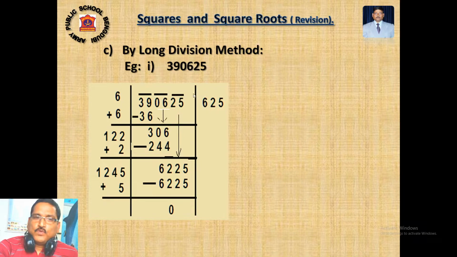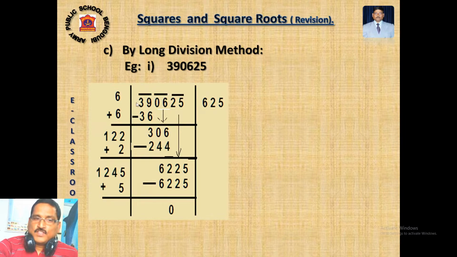The number is 390625. We have to place a bar over the pairs of digits starting from the unit place. Remember, starting from the unit place. If you say, sir, if I start from this side, the same result will come. Yes, but if the number of digits is odd, you cannot follow this way. That's why the main procedure is that you place a bar over the pairs of digits starting from the unit place. So here you have the first pair, 39.